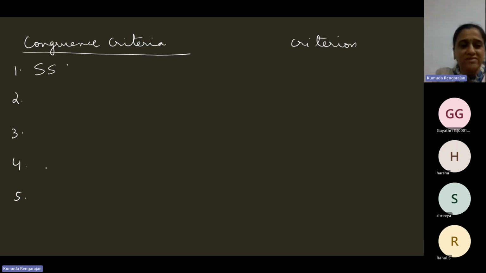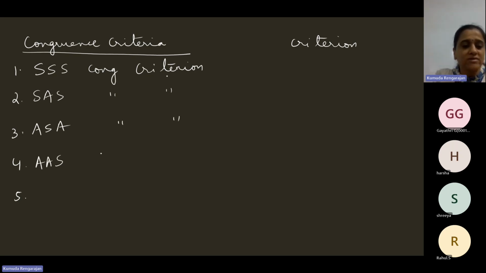The first one is the SSS congruence criterion. Each one is a criterion. One is a congruence criterion; all together they are congruence criteria. All right. And then we have the SAS congruence criterion. We have the ASA congruence criterion. We have the AAS congruence criterion. And then we have the RHS congruence criterion.